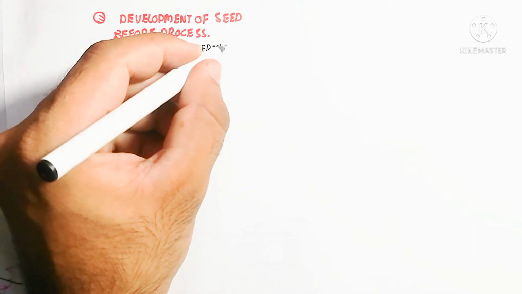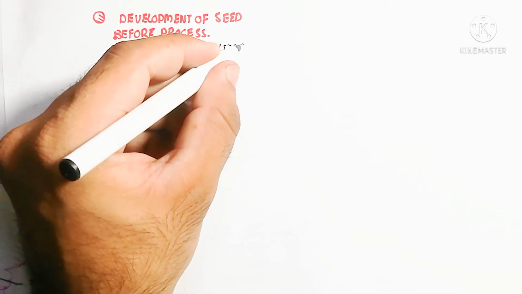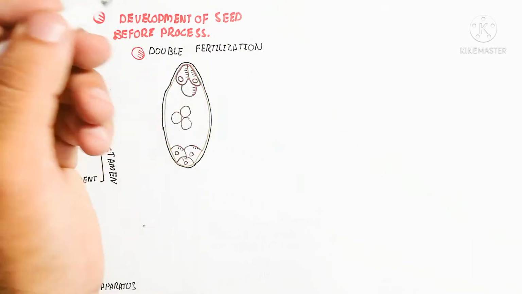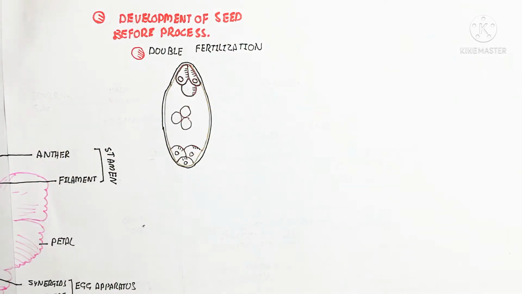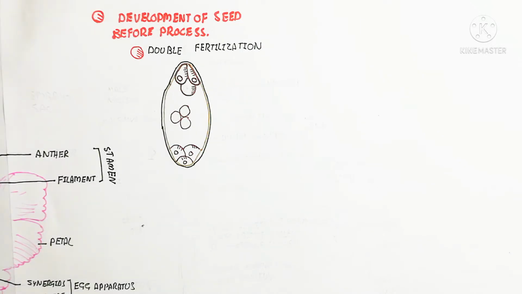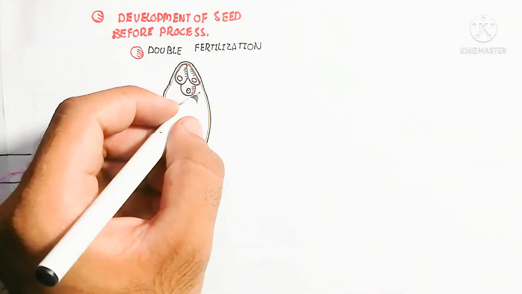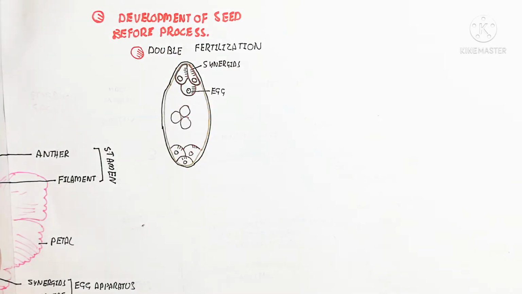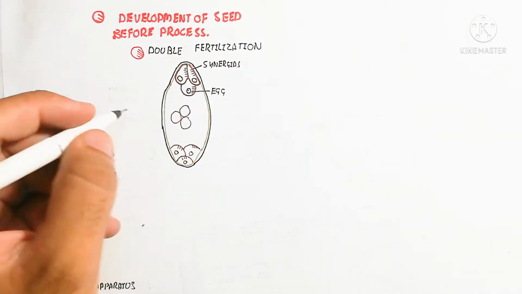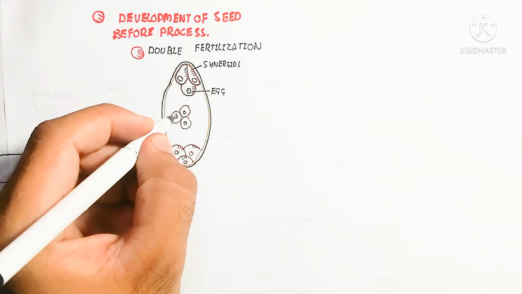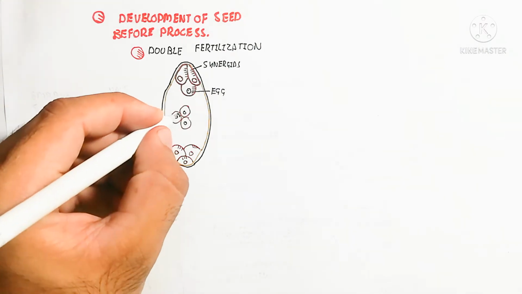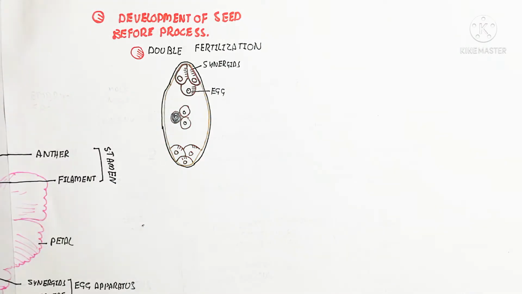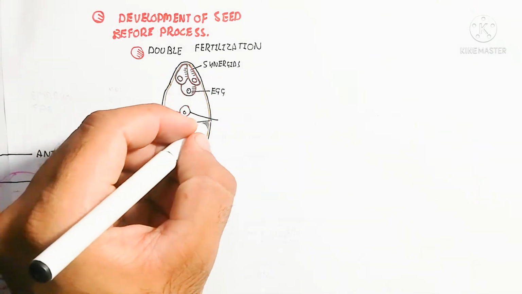How is it produced? Here are the synergids. Two synergid cells are present, and the synergid is important, we will discuss it also. But we should focus on seed development. So here is the egg. In this egg, basically male nuclei are present, and the male nucleus comes from the pollen grain, which means two male nuclei will be involved in fertilization.